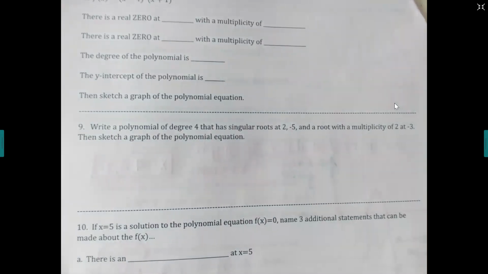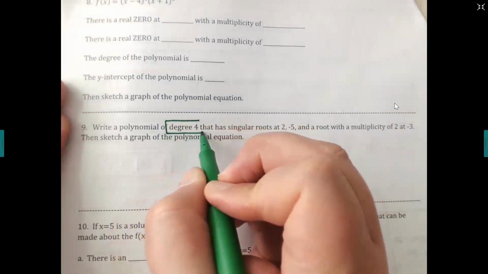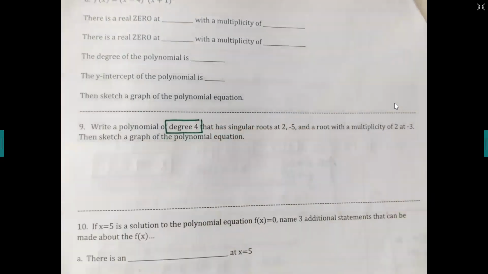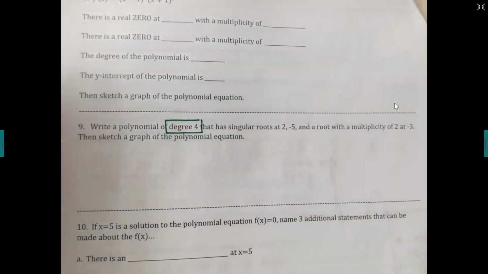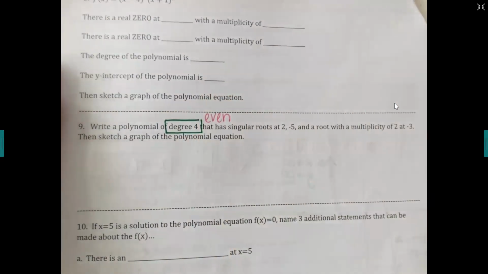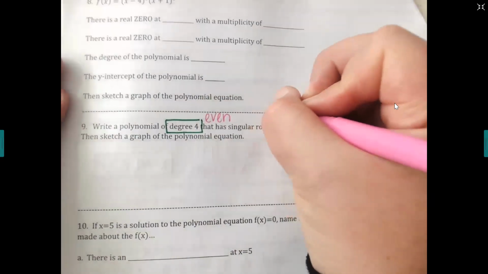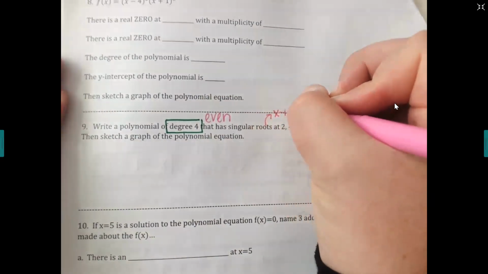Okay, so it says, write a polynomial of degree 4. Is it even or odd then? If it's a 4th degree, that'll be even because 4 is an even number, right? Okay, so I'm just going to put, I know it needs to be even. Okay, that has roots at 2 and -5. Now remember, roots and x-intercepts are the same thing.